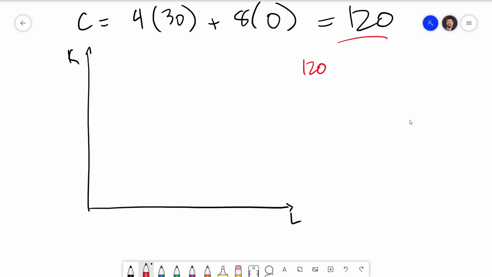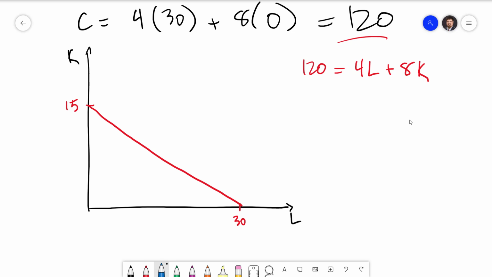That's our total cost that we just calculated. So we're going to try to find all the other combinations of inputs that also cost 120. So that's going to be 4L plus 8K. Thinking about the intercepts as usual, 120 divided by 4 is 30, and 120 divided by 8 is 15. So that's going to be our iso cost.